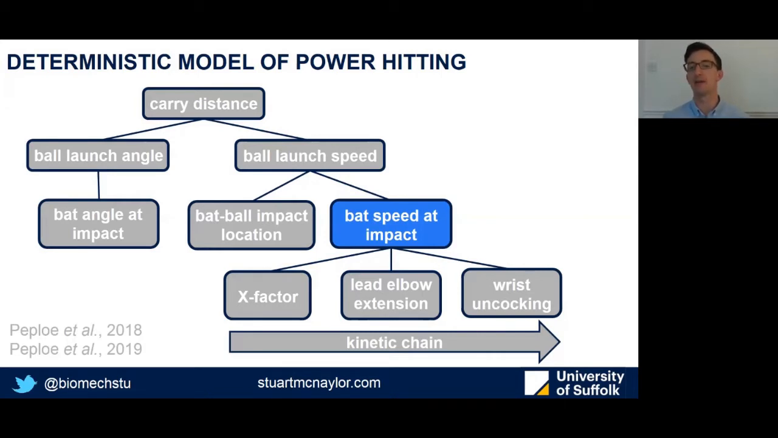We've found three key kinematic factors, and their order of importance follows a kinetic chain from proximal to distal. So the single most important factor has been X factor, which is the separation between pelvis and thorax. The second most important, slightly more distal, is the magnitude of lead elbow extension during the downswing. And the third most important, and more distal still, is the magnitude of wrist uncocking during the downswing.